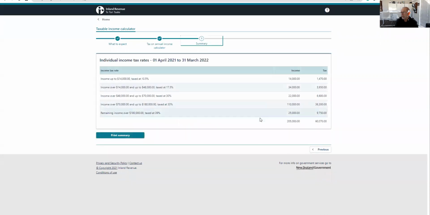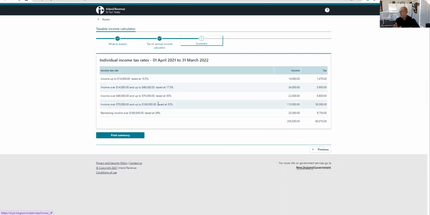Say next. So you see the tax on 205 is $60,000 approximately, and let's say on the 50,000 you've already paid 10,000, so you can deduct it from that 60,000. So this means that at this stage, or if this is year end, there's an additional $50,000 tax to be paid, and that's why you will end up with an additional tax bill.